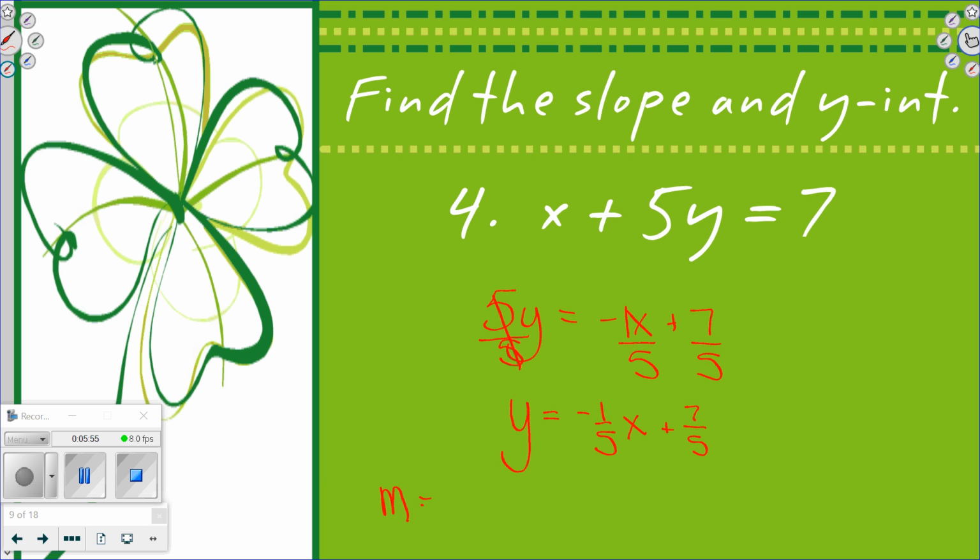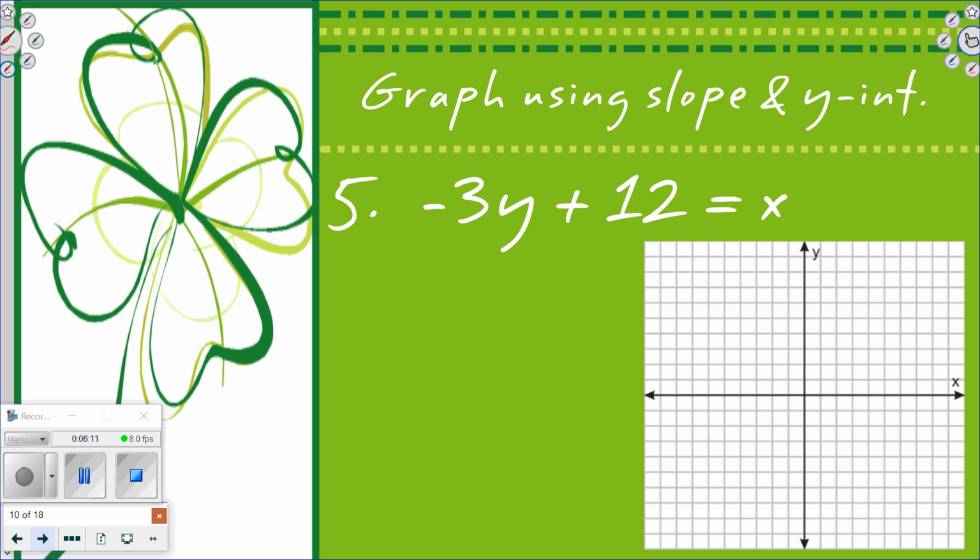So what is your slope? Negative 1/5. And your y-intercept is 7 over 5. Y-intercept, remember, that is your starting point. All right, we ready to start graphing these? Maybe? So graph using slope and y-intercept.